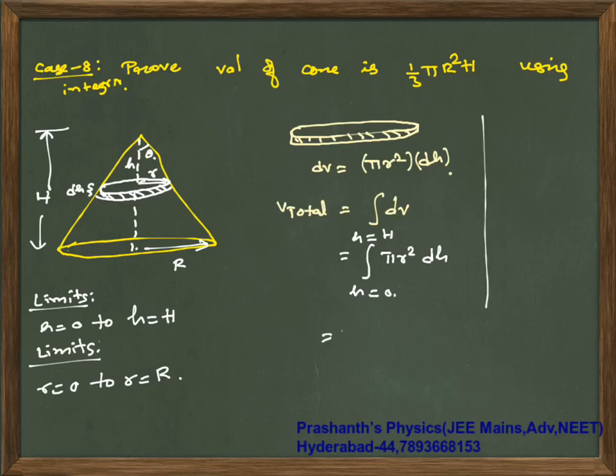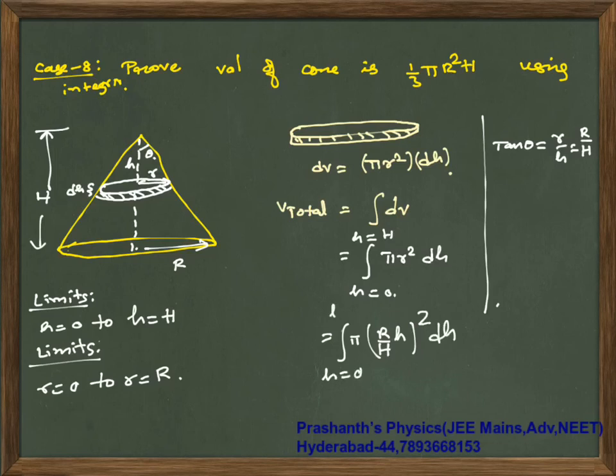Now to relate it, you can use tan theta is equal to opposite by adjacent, that is equal to small r by small h, that is equal to capital R by capital H. So as a result, this will become pi times small r square is capital R by capital H into h whole square into dh, from h equal to 0 to h equal to capital H. That will give you r square by capital H square into h square times pi. Sorry, you cannot take this out of the integral, so pi is also constant, that will also be taken out of the integral.